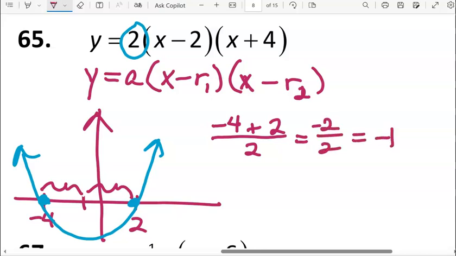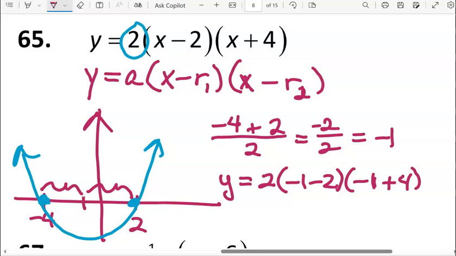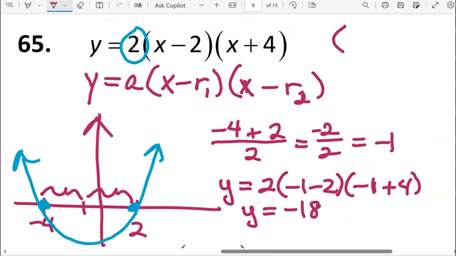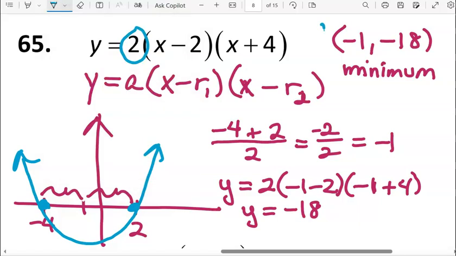So -1 is the x value, and the y value for that vertex is 2 times -1 minus 2 times -1 plus 4. Just replace x with -1 in the equation, and you can compute the y value, and that'll give us -3 times 3 times 2, which is -18. So our vertex is the point -1, -18, and it represents a minimum for that function since the parabola is opening upward, and that will be the lowest point on the graph.